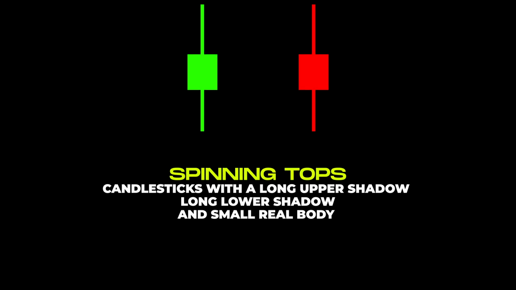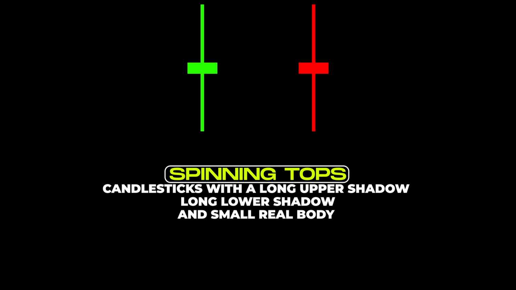Also, there is another type of candlestick with a long upper shadow, a long lower shadow and a small real body that is called a spinning top. One long shadow represents a reversal of sorts, and spinning tops represent indecision.